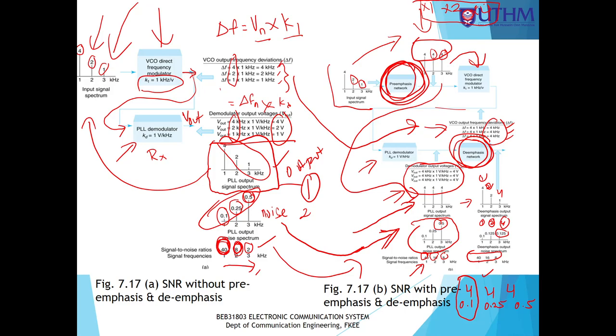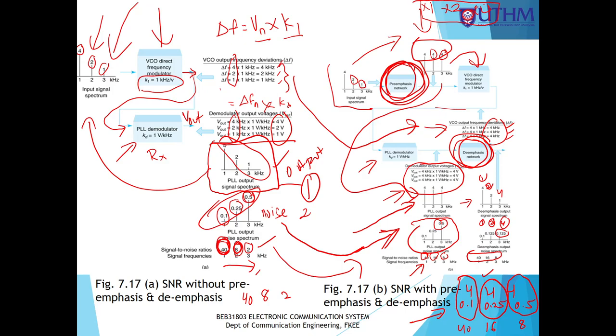And then at 2 kilohertz, the SNR is 4 divided with 0.25. So it is equal to 16 at 2 kilohertz. And then 4 volt of signal level divided with 0.5 volt of noise level, we're going to produce SNR equal to 8 at 3 kilohertz. So you see that previously the SNR is 40, 8 and 2. Now we produce SNR 40, 16 and 8, which is much better. Okay, lebih baik sebenarnya. So when we use the pre-emphasis and de-emphasis, we produce a better SNR. Remember, the higher the SNR, the better will be the quality of the signal.